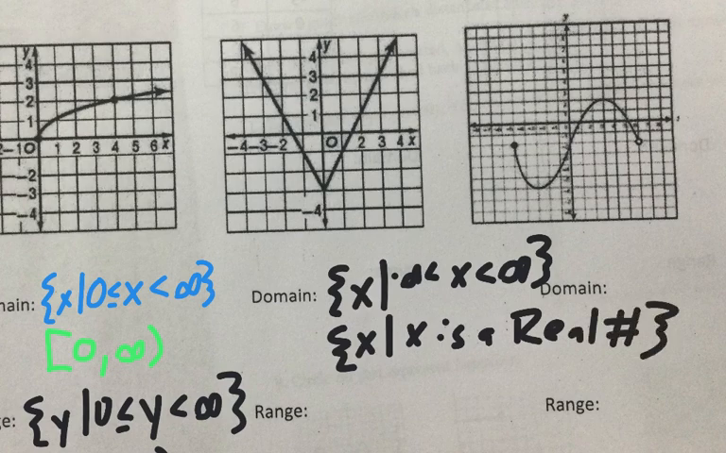Because the domain is all real numbers. The domain is everything, because every x is touched. This is what you would see written. You wouldn't see negative infinity to positive infinity.